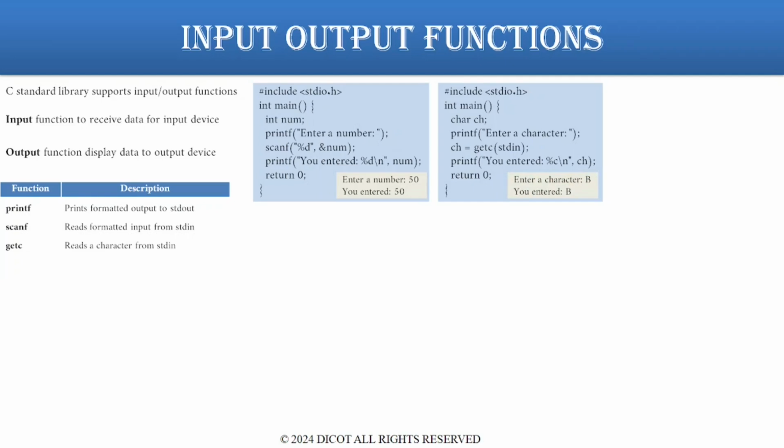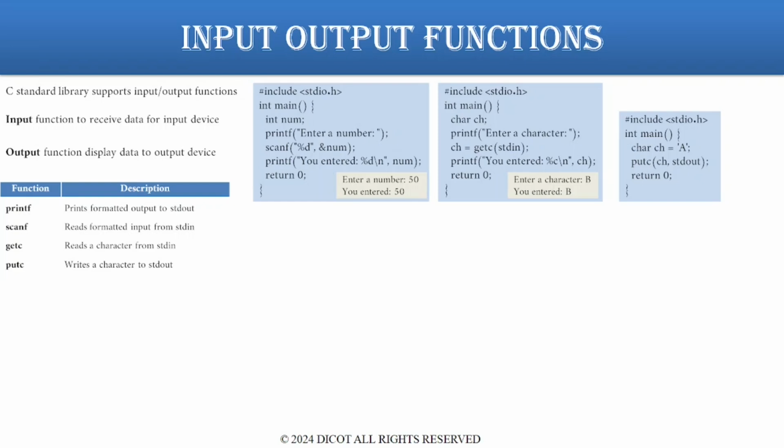putc writes a character to the standard output device. Example, ch has been declared as a character and has been initialized with the value A. The program displays it on the output device using the output function putc.